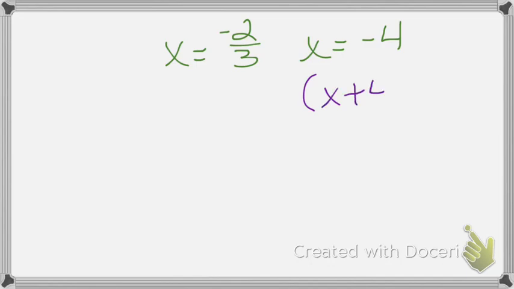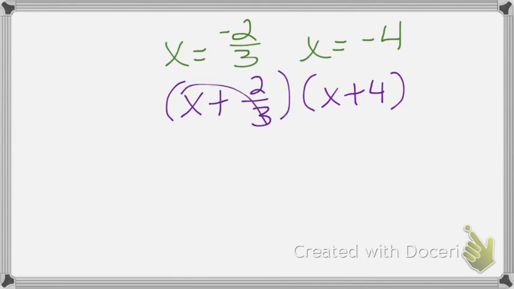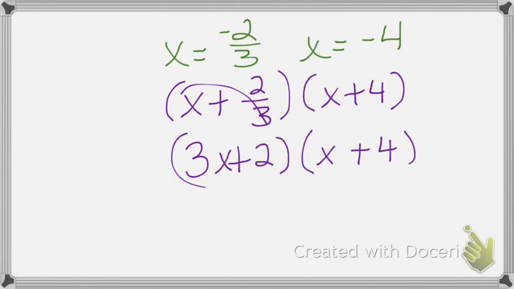Let's say you have x equals -2/3 and x equals -4. Well, let's change it first. So x minus 4 would be x plus 4, right? And then x equals -2/3 would be x plus 2/3, but then change it. 3x plus 2, and then x plus 4.